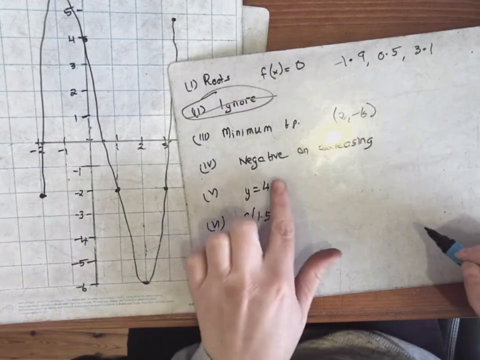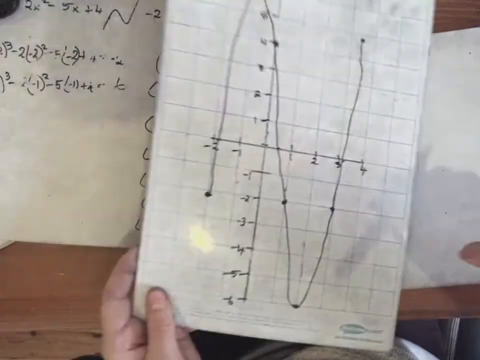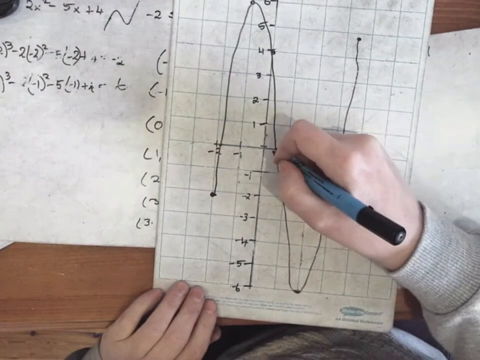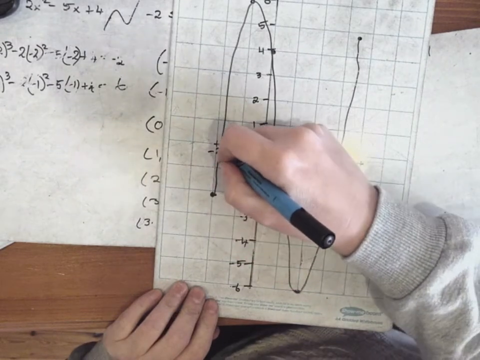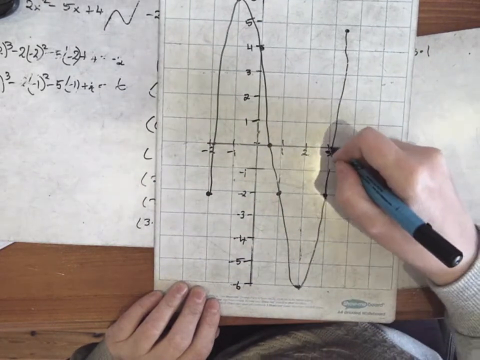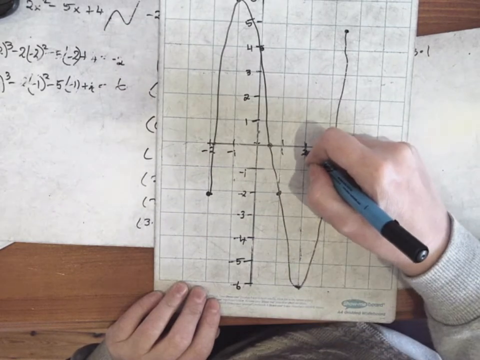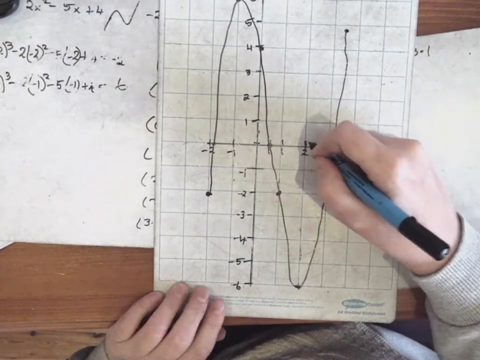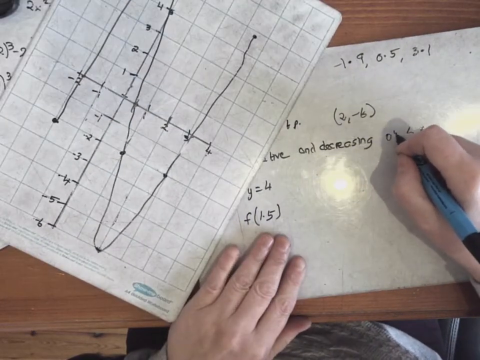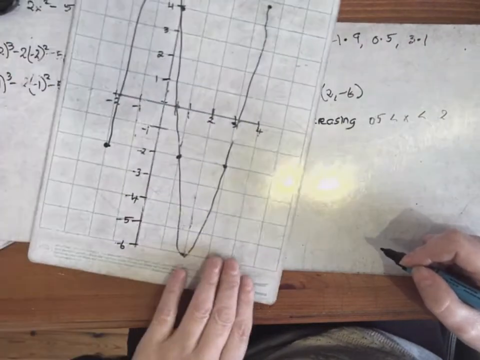Then part 4, they ask me where's the graph negative and decreasing. So negative, girls, means it's below this line. So it's down here somewhere. And decreasing means when you're drawing it, the pen is moving down. So here it's increasing, from here to here it's decreasing, and then it turns and it goes up, so then it's increasing. So we're talking about between here and here. So you just get the x values. So it's between this point and this point. So it's between 0.5 and 2.